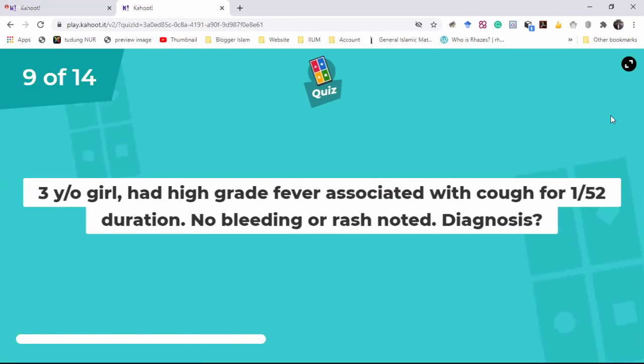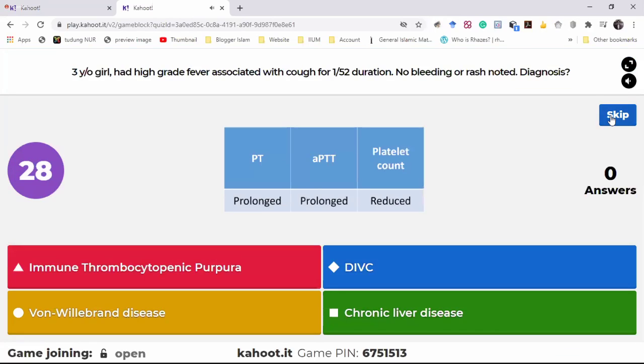All right, a 3-year-old girl has a high-grade fever associated with cough for 1 week, with no bleeding or rash noted. What is the possible diagnosis? The PT is prolonged, the APTT is prolonged, and the platelet count is also reduced.